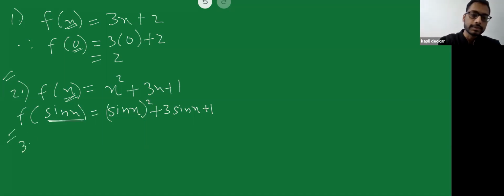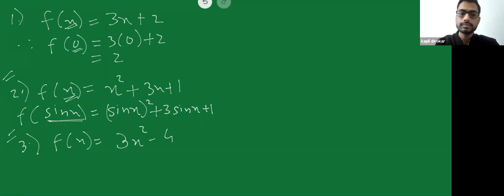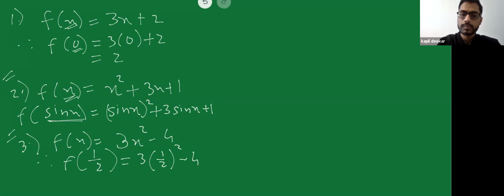Suppose there is another equation where f of x is equal to 3x square minus 4. And you have to find the value of f of 1 by 2. So what you are going to do, instead of writing x, you are going to write 1 by 2. What is 1 by 2 square? 1 by 4. So this will be 3 by 4 minus 4. Taking 4 as your LCM, that would be 3 minus 16, minus 13 by 4.